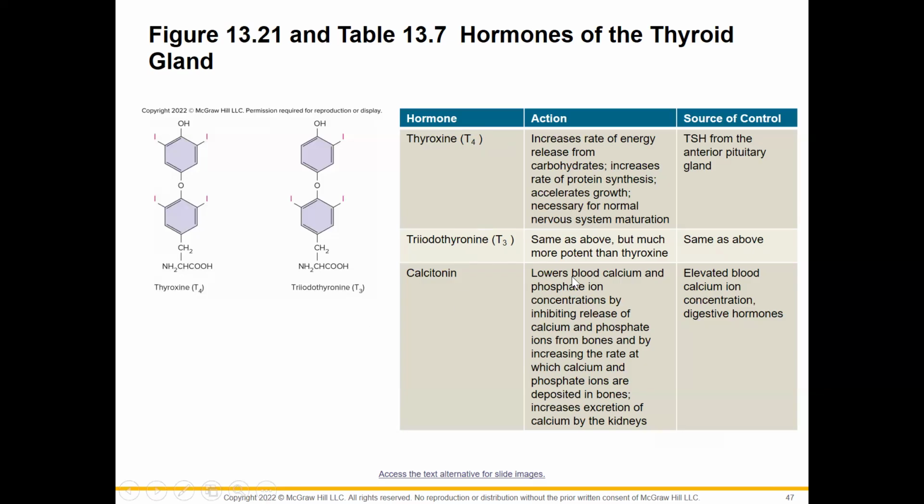Calcitonin lowers blood calcium and phosphate ion concentrations. So, if you have increased amounts of calcium in the blood, if you take lots of calcium supplements, or you start eating a lot of calcium-rich foods, then your blood calcium levels are going to increase. And that's when the levels of calcitonin will start to increase so that it can then lower the amount of calcium and phosphate in the blood.